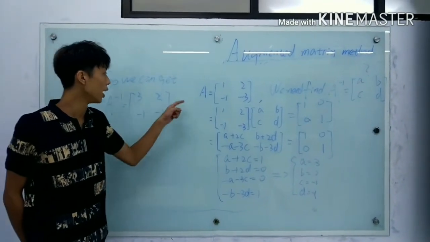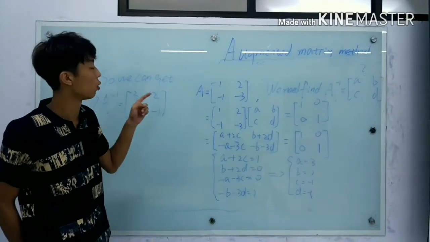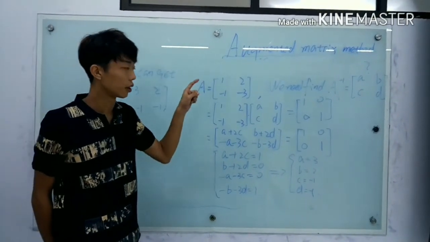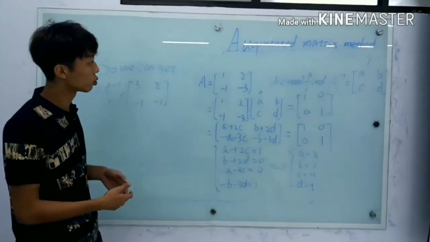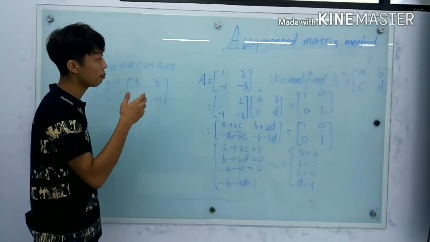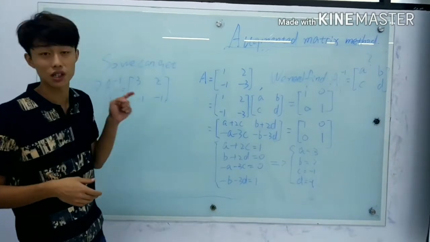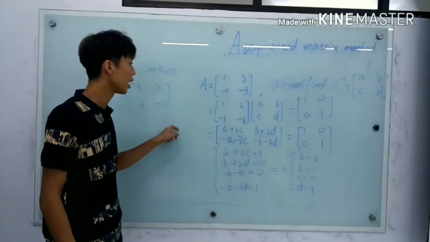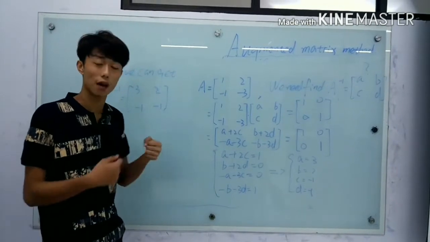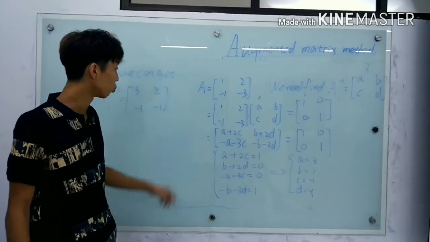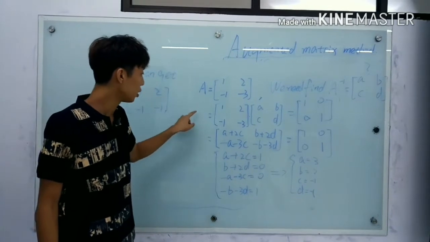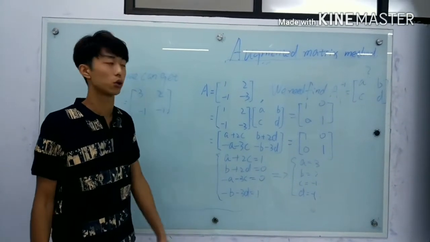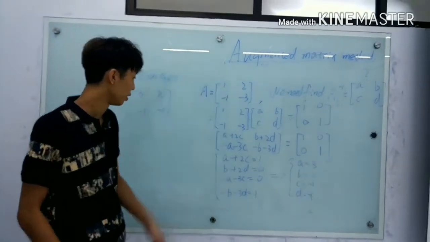At first, we know A equals [1, 2; -1, -3], and we need to find A to the power of minus 1. At first we let A to the power of minus 1 equal [a, b; c, d]. Then we put A and A inverse together, and we get [1, 2; -1, -3] times [a, b; c, d] equals [1, 0; 0, 1].